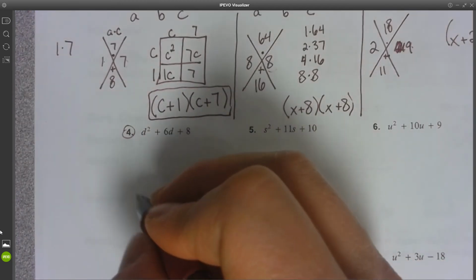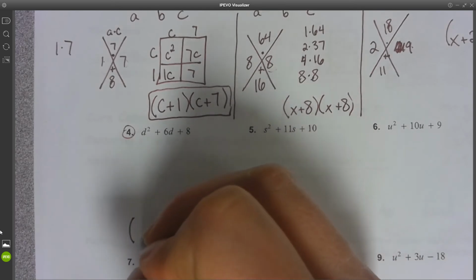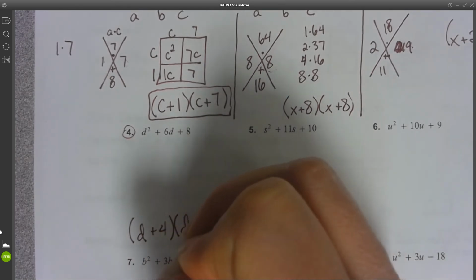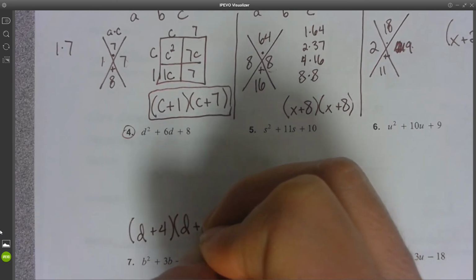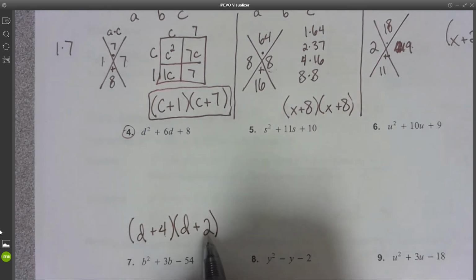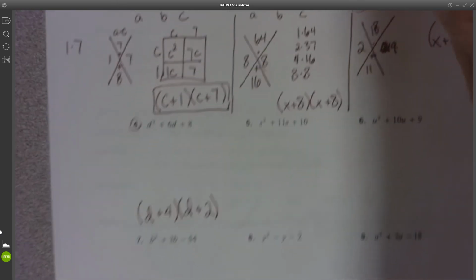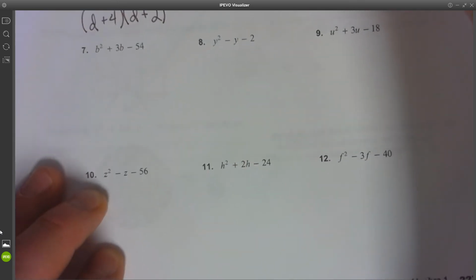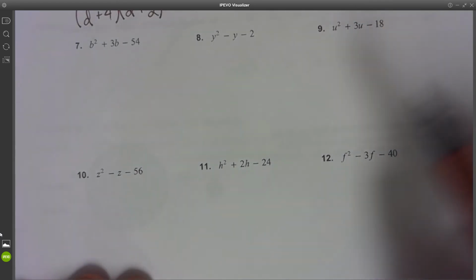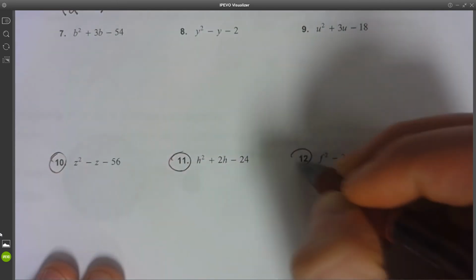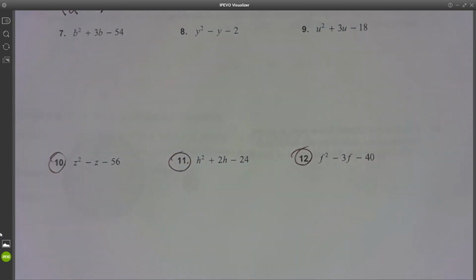For 4, you should have ended up with d plus 4 and d plus 2, because 4 times 2 multiplies to 8 and adds to 6. The bottom part of this involves some negative numbers. So give this a shot with 10, 11, and 12. So pause it, give those a try, and then I'll show you what those look like.